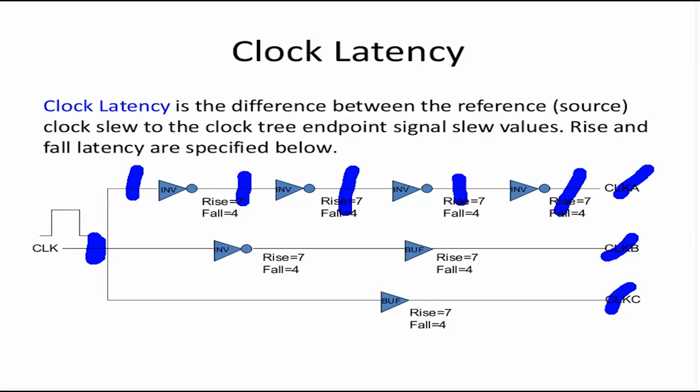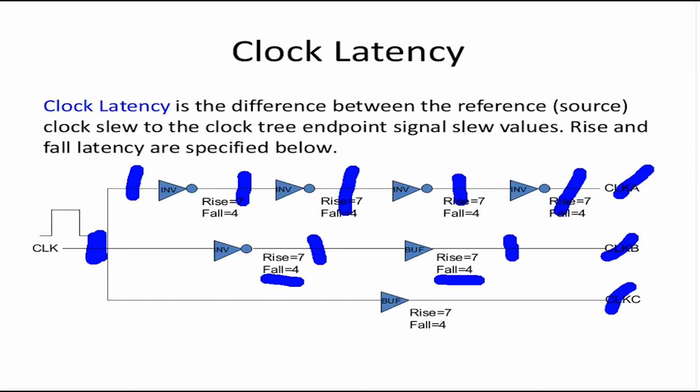Similarly for CLKB, the clock rises here, clock falls here, there is a buffer here, clock falls here. So the fall latency at CLKB is 4, fall, plus fall again 8, because clock rise means fall here, and this rise and fall refers to the relation to the output.